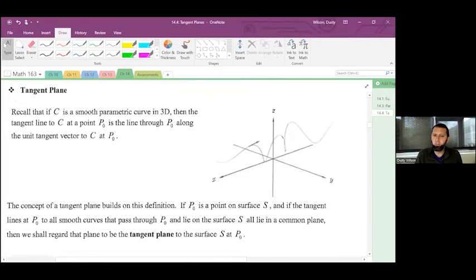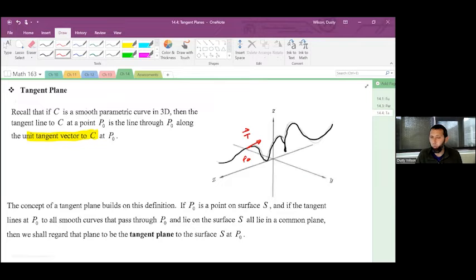Recall that if C is a smooth parametric curve in 3D, then the tangent line to C at a point P naught is the line through P naught along the unit tangent vector to C at P naught. And so here's our curve that we're talking about, here's our C. And then right at that point, here's our P naught, we have this unit tangent vector, which we called our T vector.